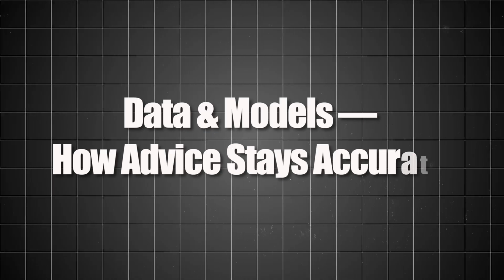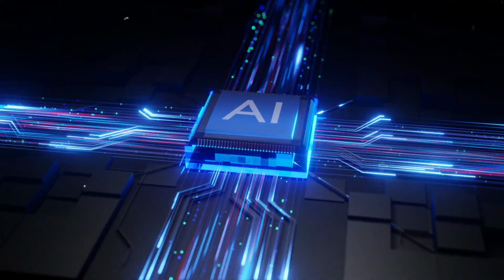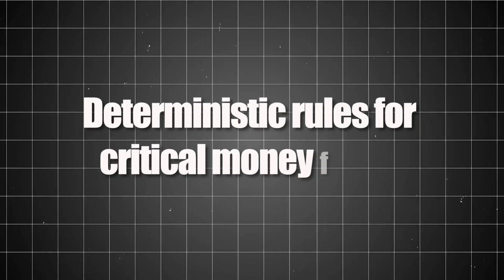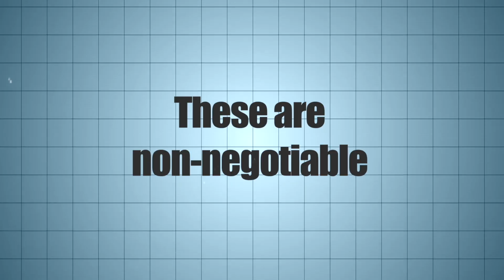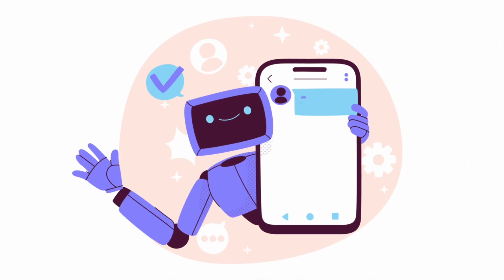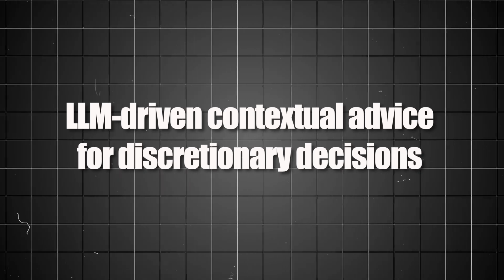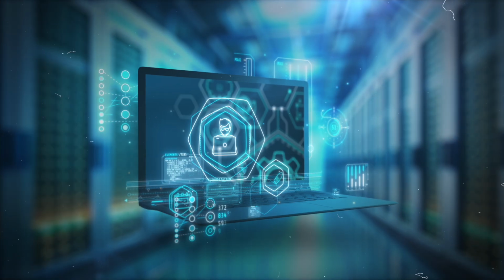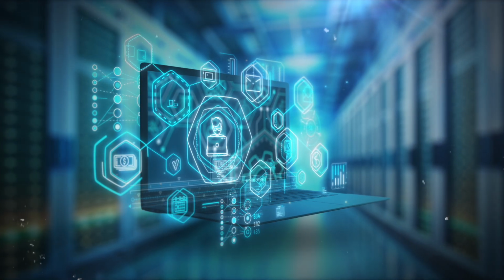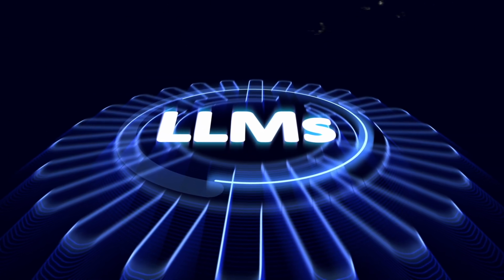Data and models, how advice stays accurate. The AI must be both smart and safe. Use a two-layer approach. Deterministic rules for critical money flows: bills, minimum payments, and overdraft protection. These are non-negotiable. Under no circumstances should the bot recommend actions that risk fees or defaults. Then LLM-driven contextual advice for discretionary decisions: saving priorities, investment allocations, and tax-aware suggestions. Each suggestion must be grounded in the user's real data via RAG. The LLM pulls the user's balance, upcoming bills, and goals before drafting a recommendation.